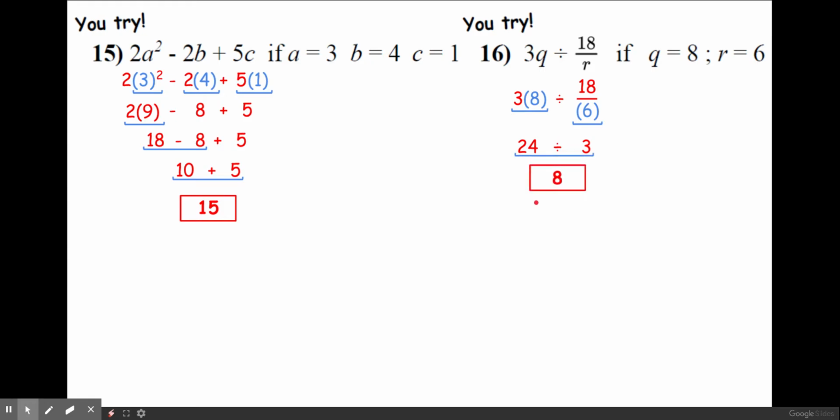And that's it. That's all the problems. That is how you evaluate algebraic expressions. You just plug in or substitute in the numbers. Go ahead and try some problems on your own. Good luck.